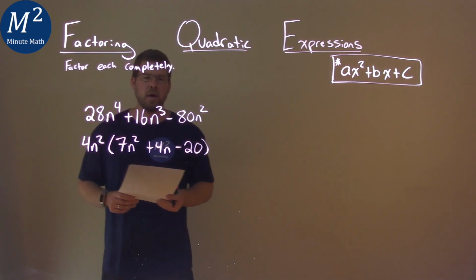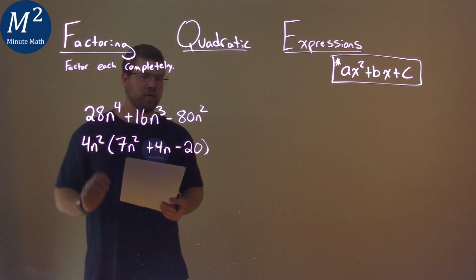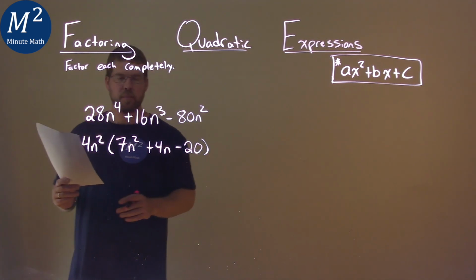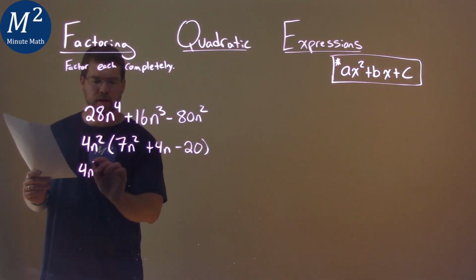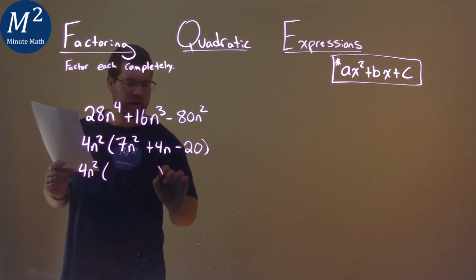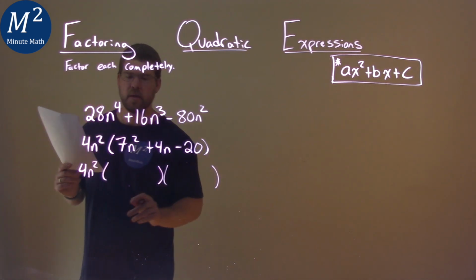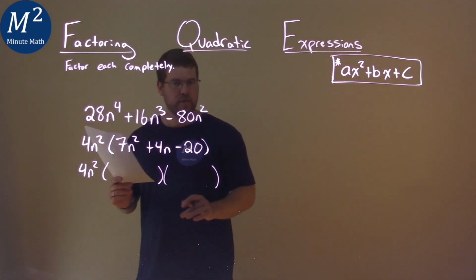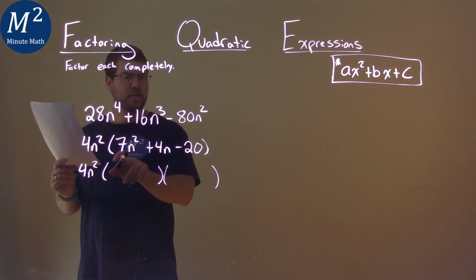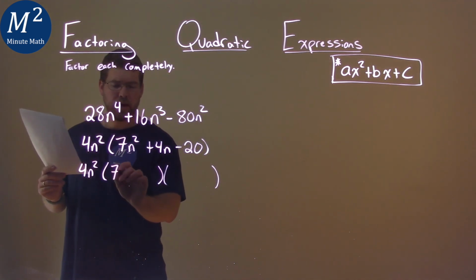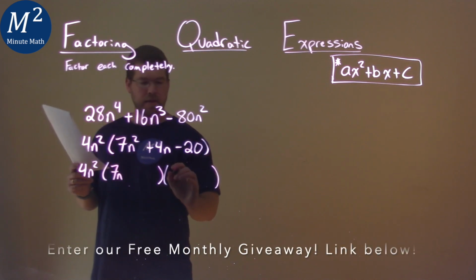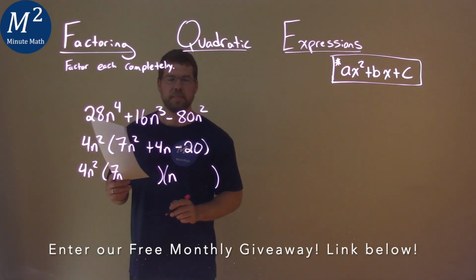Alright, so for right now, I'm going to ignore this 4n squared and deal with the other parts. So let's go rewrite this down here. And we know it has to be in some factored form. Well, our a value inside the parentheses from here on out is 7, a prime number. So we know it has some form of 7n, and then this one is just an n here.